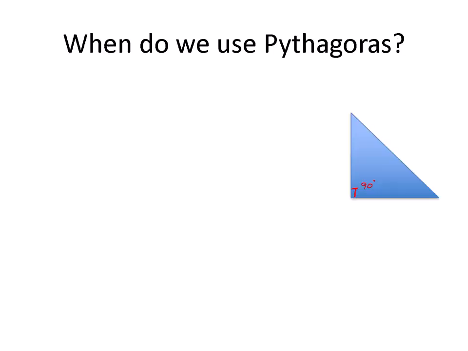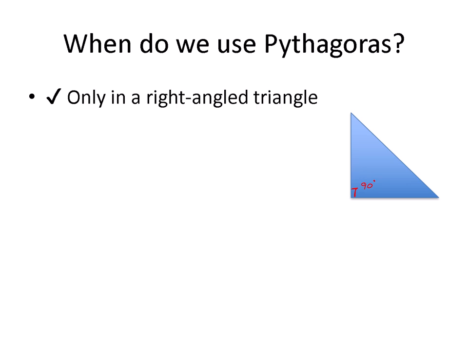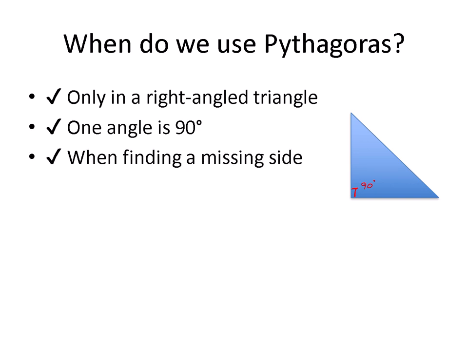When we do Pythagoras, we use some rules. So first rule is it should always be a right angle triangle. One angle is 90 degrees while finding a missing side.